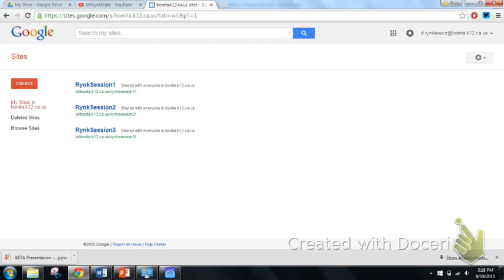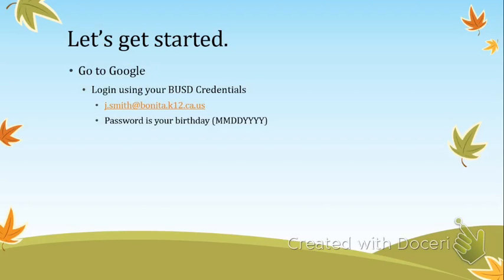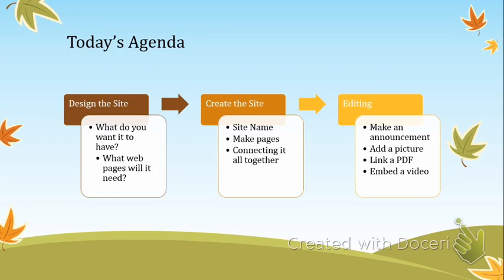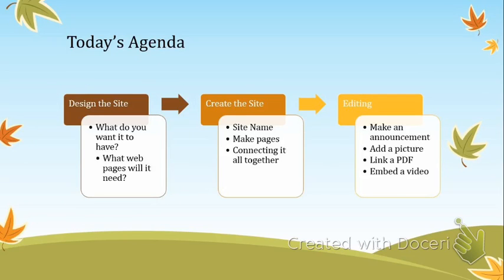But before we even do that, we also need to think through our site before we start creating it. There are going to be a few things on our agenda here that we need to think through first. First thing we need to do is design the site, which means thinking about what you want it to have and what pages it will need. Then we're going to create the site, which means making the pages and connecting it all together, and then we're going to do some editing here on the right.